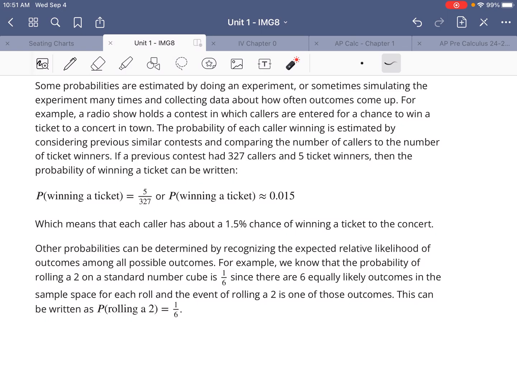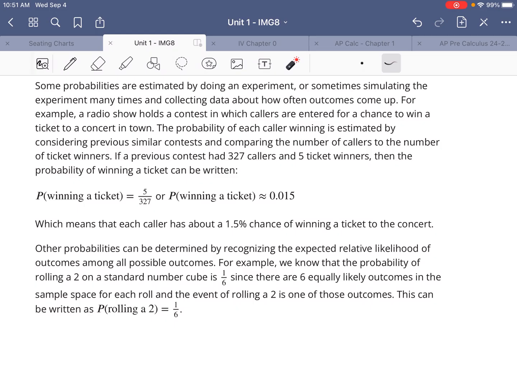The other kind is experimental probability. So for this one, we would write it like this. The probability of rolling a 2 is 1 out of 6. Now, let's talk about experimental probability. Experimental probability is a little bit different. Experimental probability is probability that's estimated by doing an experiment, or sometimes simulating the experiment many times and collecting data about how often outcomes come up.